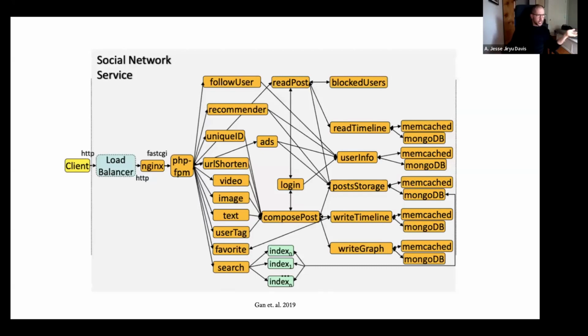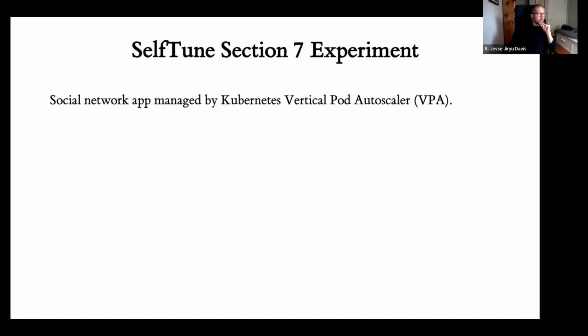It's obviously a lot more tractable than AWS, but you can still see a lot of room for chaos and dynamism and metastable failures and stuff, even in a system of this size. So that's what they used. They managed it with the Kubernetes vertical pod autoscaler. And they point some kind of workload generator at it and give it 15-minute bursts of activity.